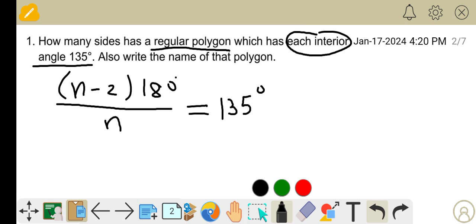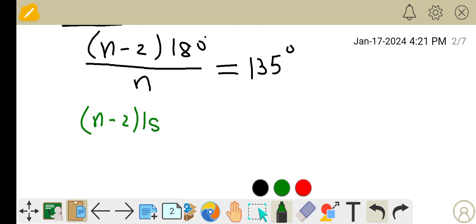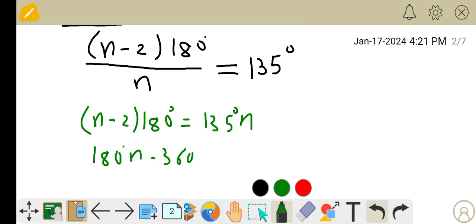Now this is a question of a linear equation. We can solve it simply. So it will be (n minus 2) times 180 degrees equal to 135 degrees times n, by transferring n. Now just simplify. 180n minus 360 degrees equal to 135n.